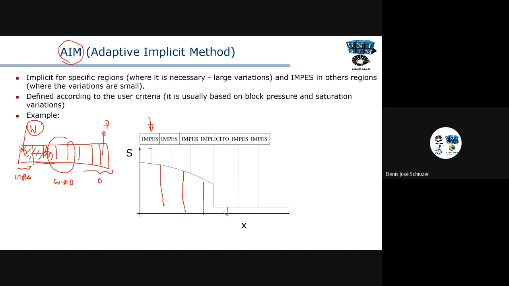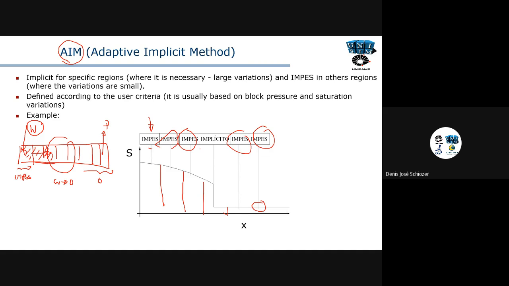At the other extreme of the reservoir, for example, here, I have only oil moving. So I don't have water saturation changing here. So I'm going to use, again, an explicit method. So again, explicit method here, explicit method here, explicit method here.